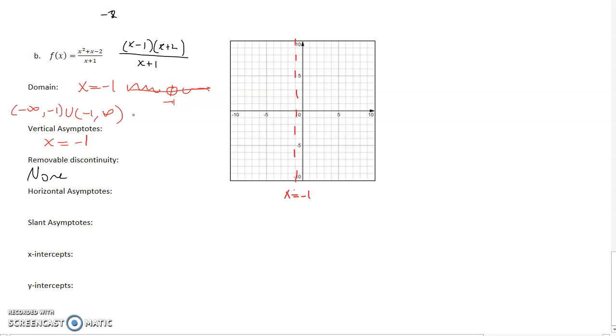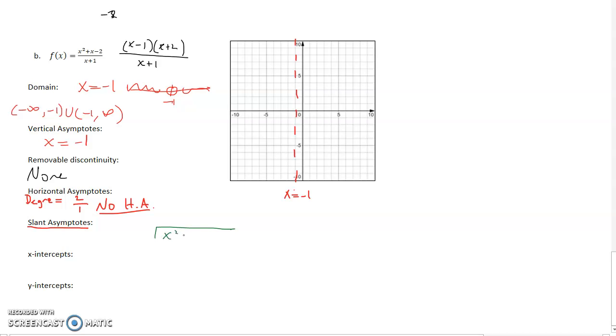All right, horizontal asymptotes. This is where we look at the degree of the numerator and the degree of the denominator. The degree of the top one is 2. The degree on the bottom one is 1. So there is no horizontal asymptote, but we are in that special case where we're going to have a slant asymptote. So to be able to find that slant asymptote, let's actually do some polynomial long division. I know you guys were dying to do this.